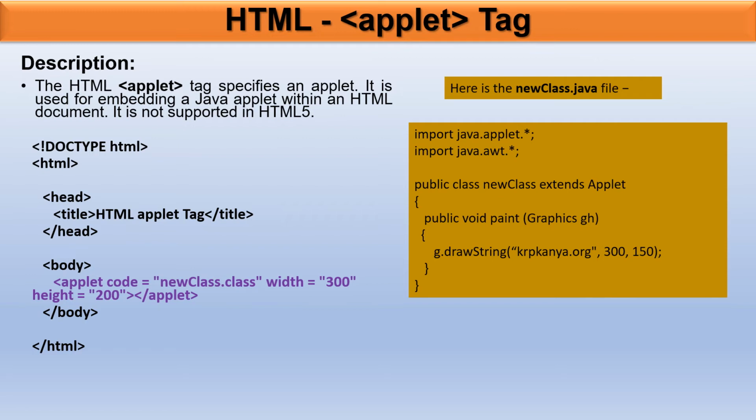At the right hand side you can see the newclass.java file. In this Java file, in another color coding, I have written the Java code, and it shows import java.applet.*, that is the applet class, and whatever the different methods will be invoked or imported. Next, java.awt.*, that is the abstract window toolkit, is also imported here.